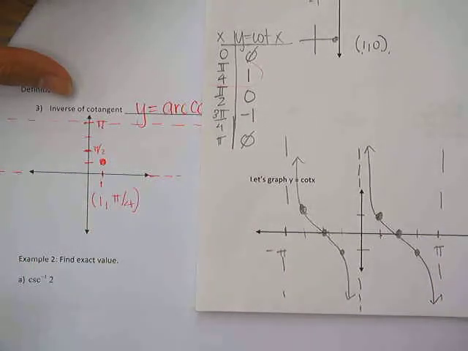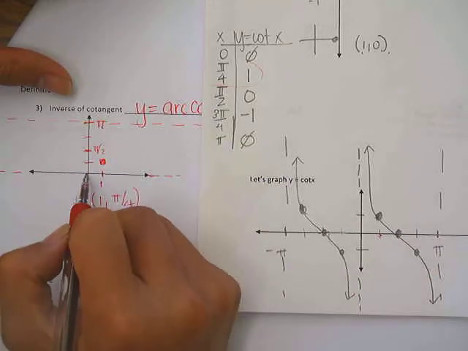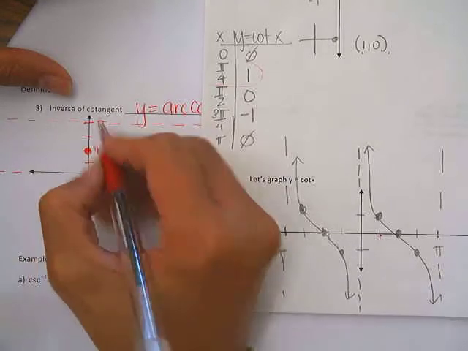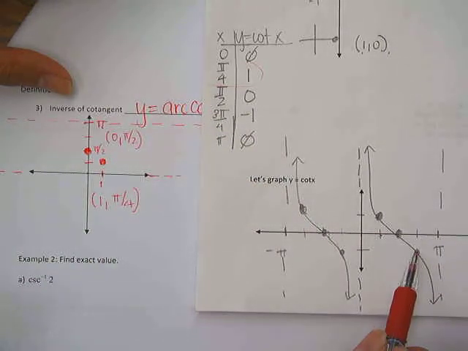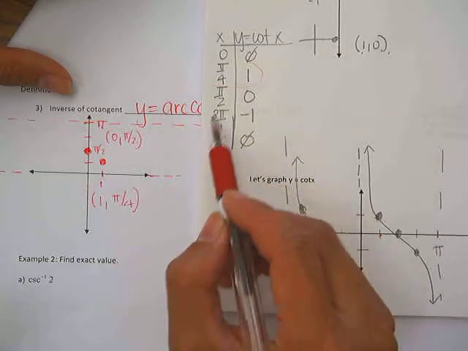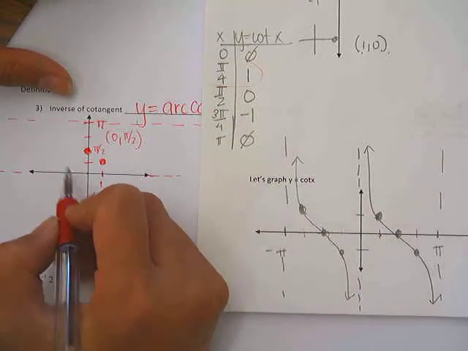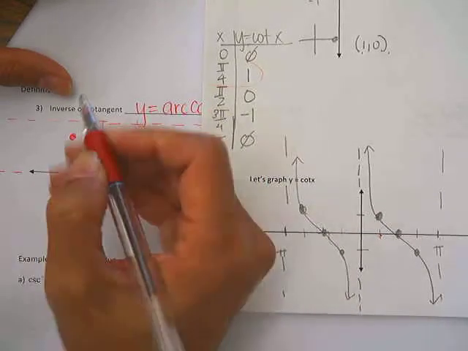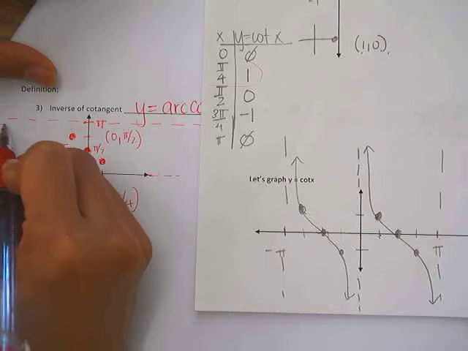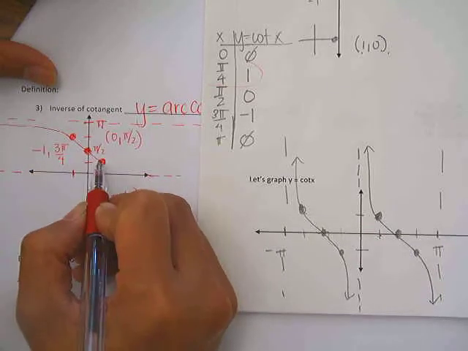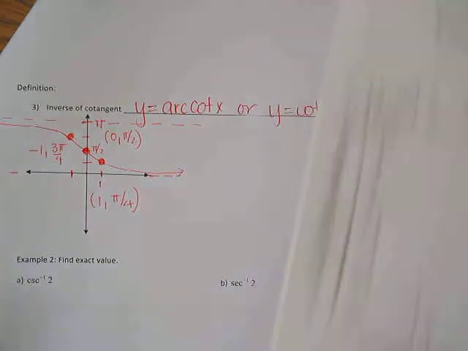Awesome. Right? Our next dot right here is pi over 2 comma 0. So its inverse is going to be 0 comma pi over 2. Label this dot as well. 0 comma pi over 2. Okay. My next dot is 3 pi over 4 comma negative 1, which is right here. So its inverse, we are switching x and y, so it's now negative 1 comma 3 pi over 4. So let's label this negative 1 comma 3 pi over 4. Okay. So kiss your asymptote. Come back down this way. Smooth and continuous. That is my inverse function for cotangent.